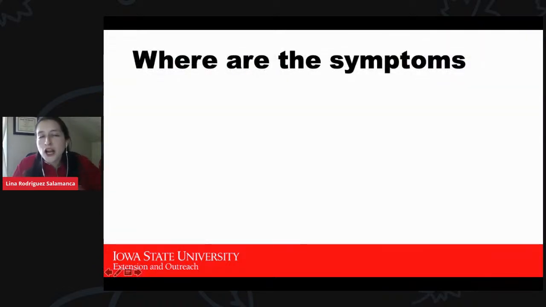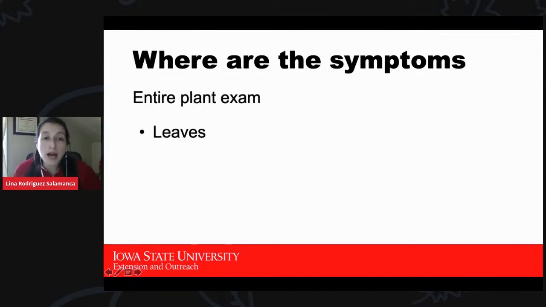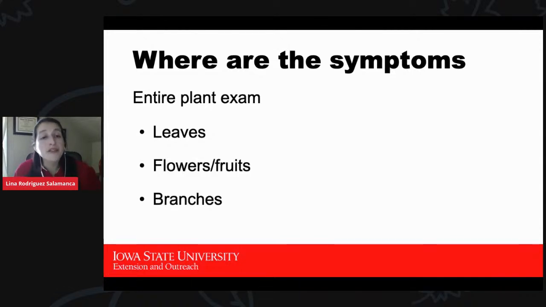So, okay, now you have an idea of what symptoms you may see out there and what to look for. Of course, there are many more. Check out our glossary. But as you look at your plants, make sure that you are looking at where those symptoms may be. Do an entire plant exam. What's happening in the leaves, in the flowers or fruits, if they are available, in the branches, in the trunk, at the base of the tree or shrub.